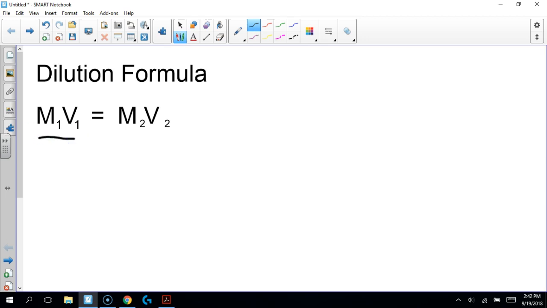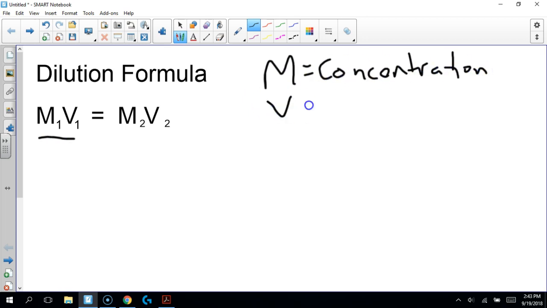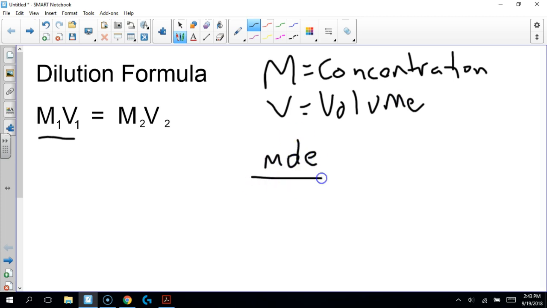M1V1, that's capital M is concentration, and V is volume. Now, concentration is moles over volume. Okay? It's number of moles over volume. And so if we take the number of moles over volume, and then multiply this by the volume, look at what we have left. All we have is the number of moles.